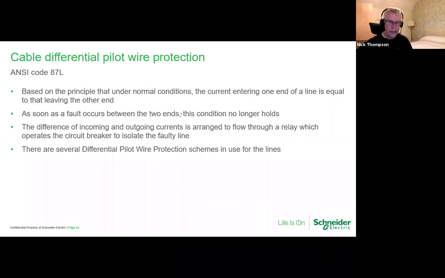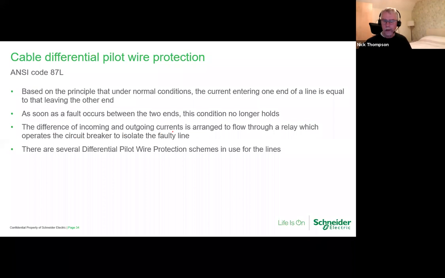So that's the principle of operation, and transformer differential is no different. With transformer differential, you measure what goes in, you measure what goes out. Roughly, it's the same. If there's an imbalance, then hey ho, we've got a problem. And this is the same with cable differential or line differential.